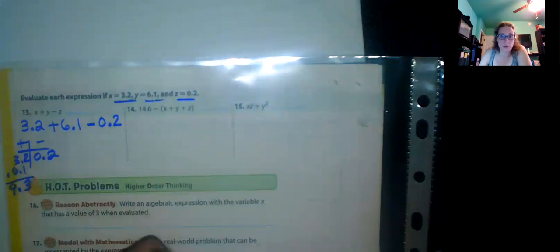So 9.3. Now we look that they have stuff on both sides, so now we're going to subtract. And because 9.3 is bigger, it's going to be positive. So 9.3 take away 0.2 leaves us with 9.1, and there's your final answer.